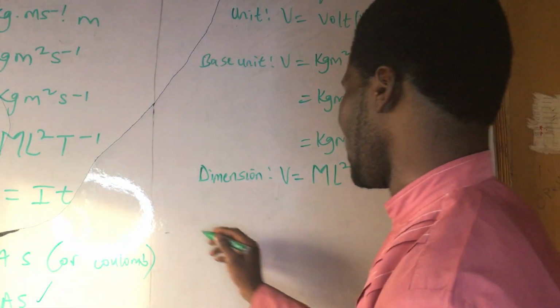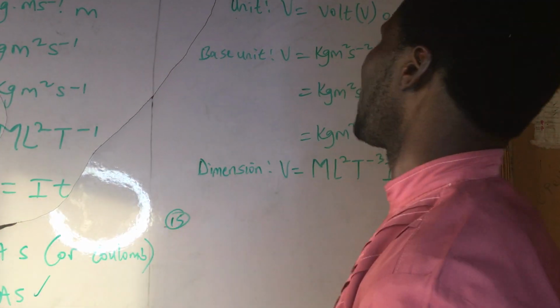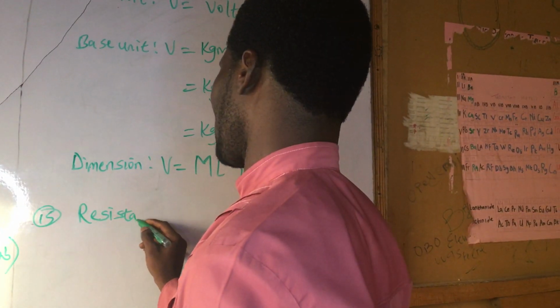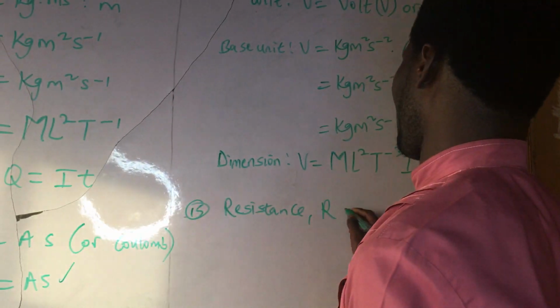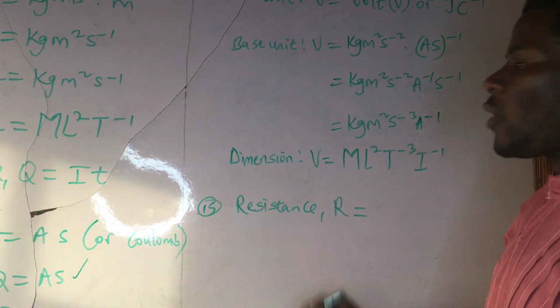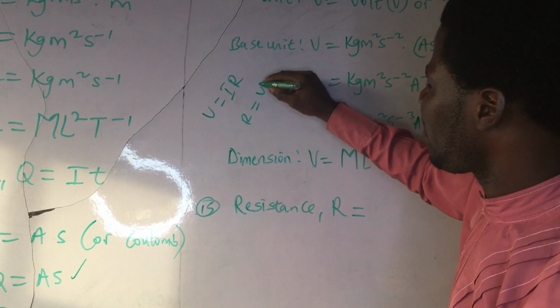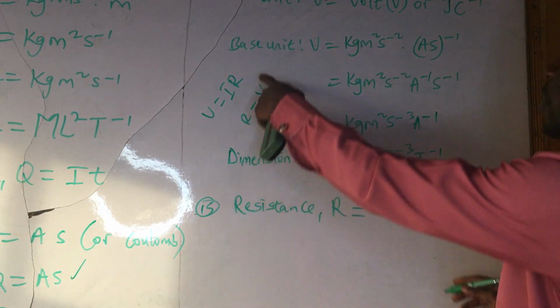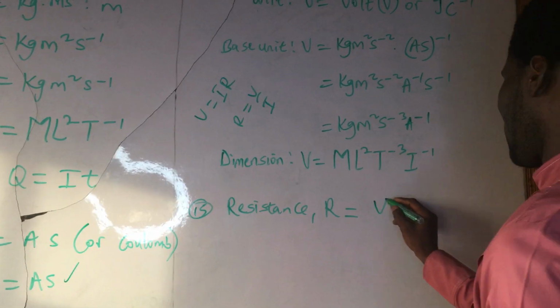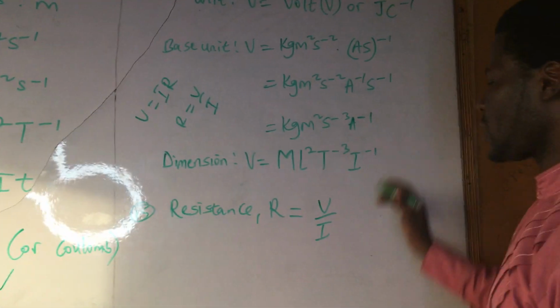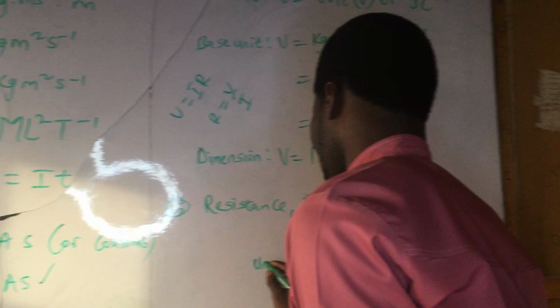Then the next one, let's look at resistance. It's another common one they ask. Resistance. From Ohm's law you can get that. Remember Ohm's law is V equals IR. So R will be what? V over I. So that is potential difference over current. So units now.